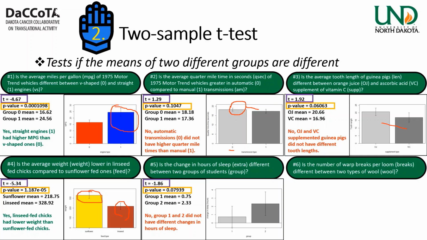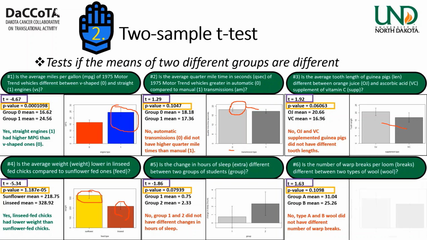And finally, is the number of warp breaks per loom different between two types of wool? Again, not significant. While group A had its mean was higher, it wasn't significantly higher than group B. They do not have different number of warp breaks.